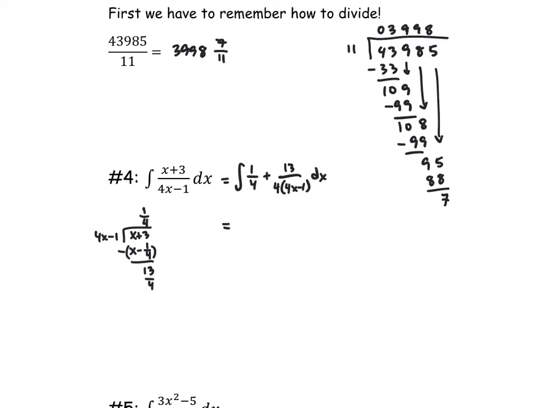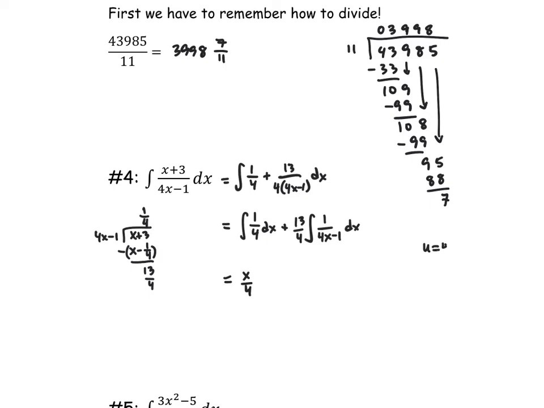I'm going to split it up into two integrals. Integral 1/4 dx plus the integral of 13/4 over 4x minus 1. Okay, so the first portion, relatively easy to see. That'll be x over 4. The second portion, we're going to use a u substitution.